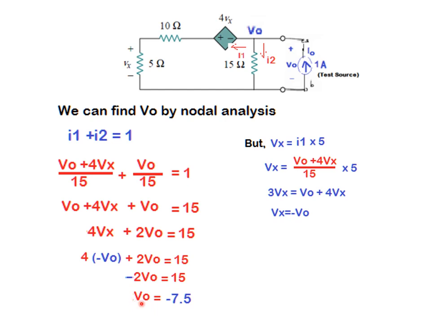and from here we find V naught to be minus 7.5 volt. So we have found V naught, we know the current, so we can find R Thevenin: V naught over I naught, so minus 7.5 over 1, and that is negative 7.5 ohm. So these two examples we did for dependent source.